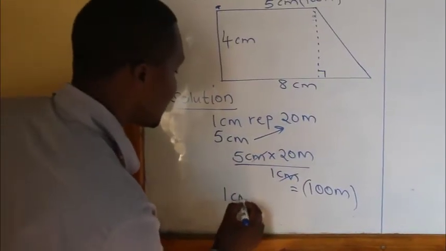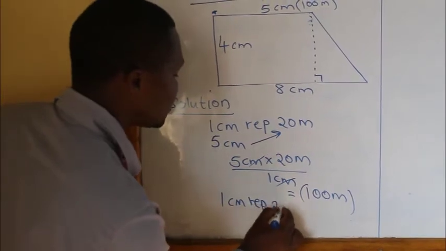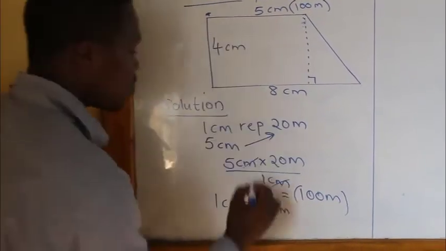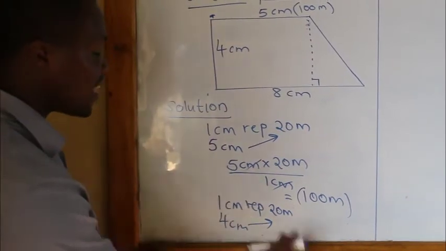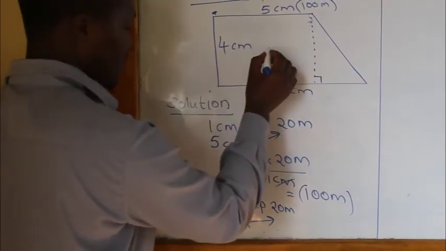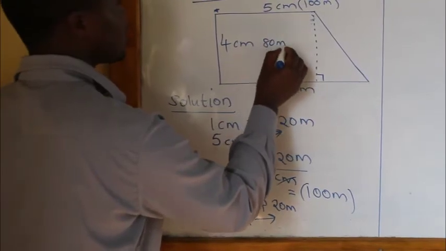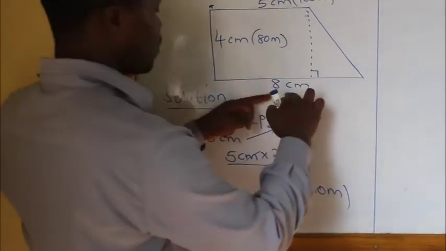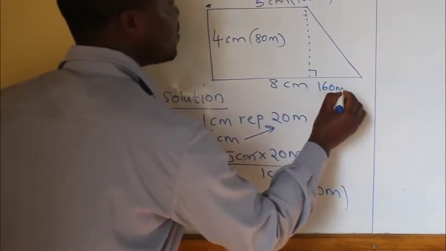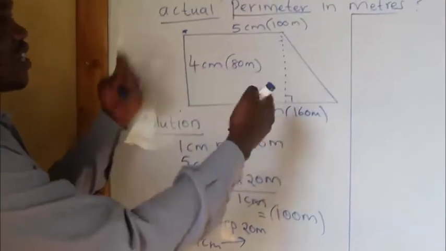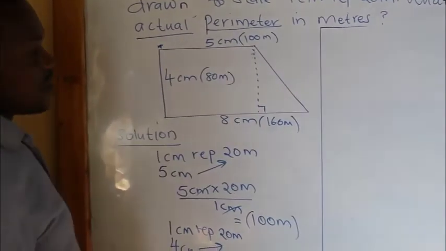So 1 centimeter represents 20 meters. What about 4 centimeters? So I cross multiply. When you cross multiply this one, you'll get 80 meters. And the same thing when you do with this one here, you realize that it will be 160 meters. So just do the same conversion. You realize that the answers will be that way.